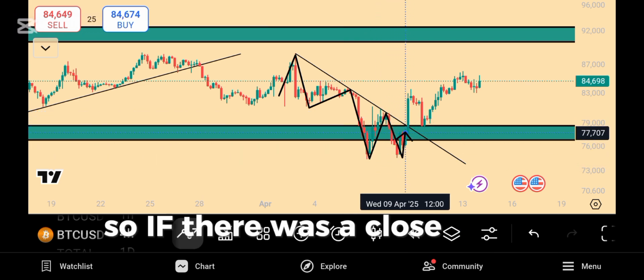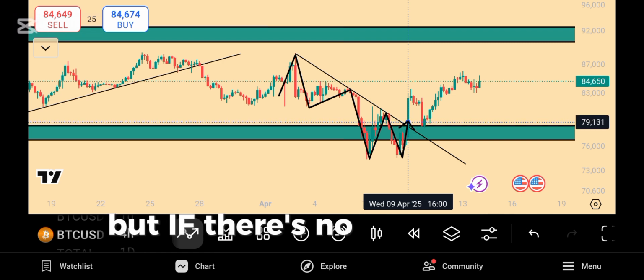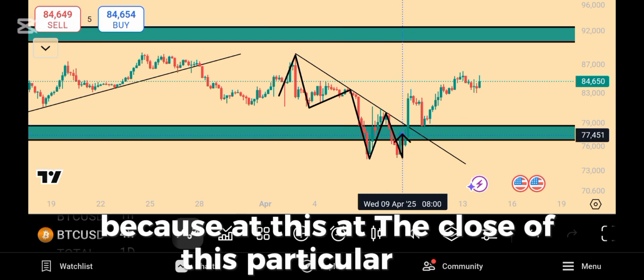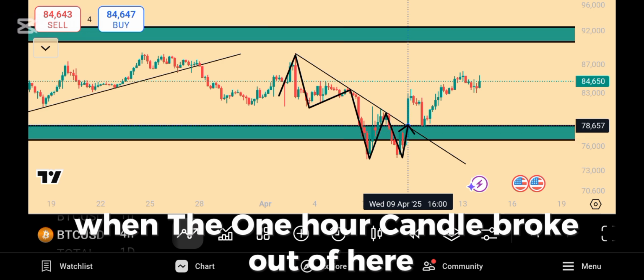So if there was a close of a 1 hour candle here, you are actually free to take a trade from here. But if there is no close of a 1 hour candle, which is the case of this particular one, because when the 1 hour candle broke out of here, we went straight up.